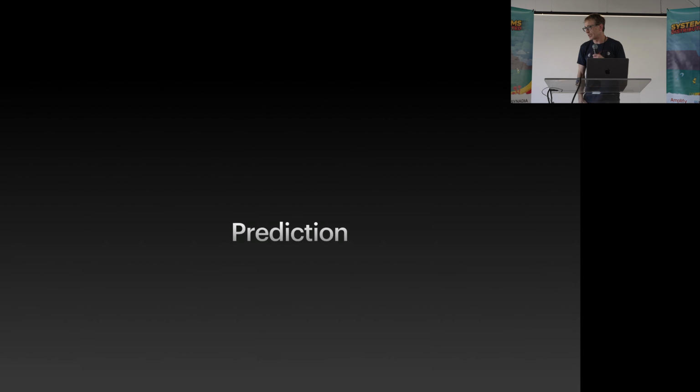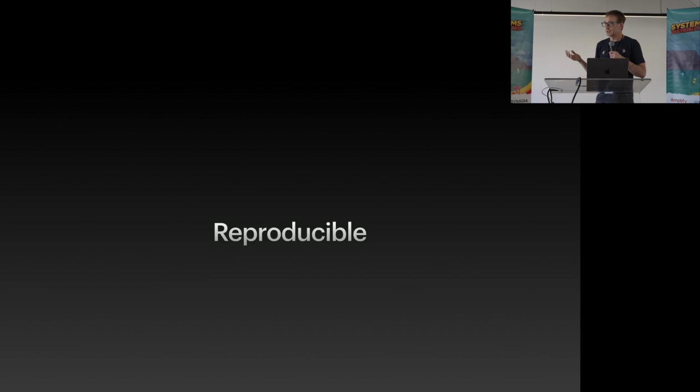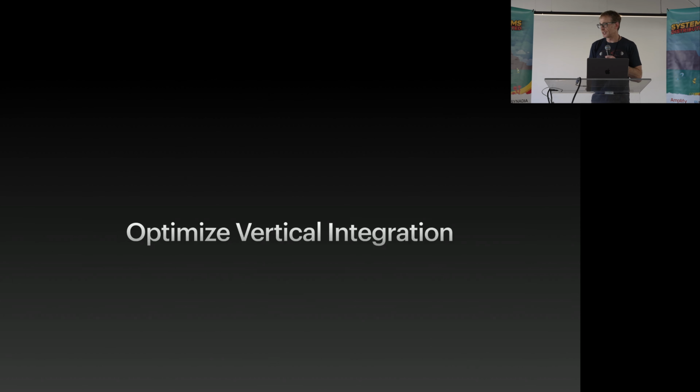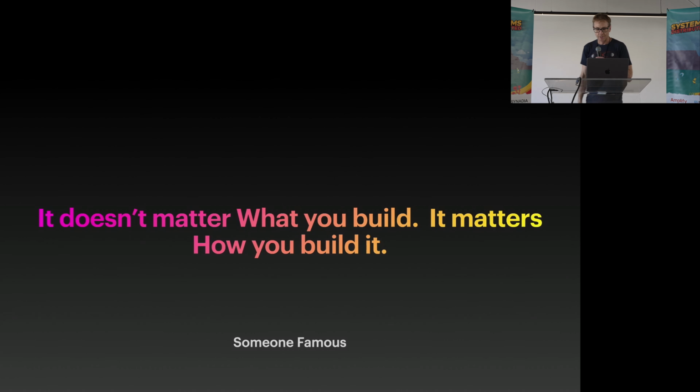You can do predictions, just like we can do in other mathematical model systems. We can predict what the future T value of a model will be. You can create reproducibility, because you have all of the components required to compute. And you can optimize vertical integration. This is an interesting one, and I only have a few seconds left, but imagine having a workload that requires a particular ASIC that you want to actually materialize into an FPGA. You would know exactly what the components of that FPGA are because you have the full tree. And I'll end with, it doesn't matter what you build, it matters how you build it.